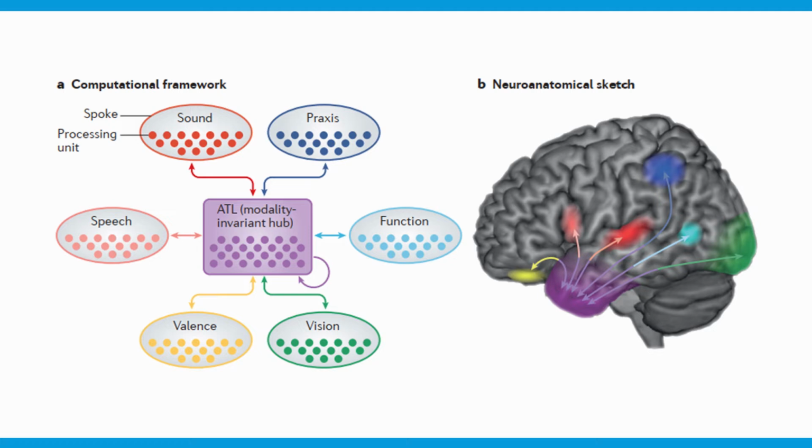In this figure, we can see the hub and spoke model that is presented from both a computational and neuroanatomical perspective. In both figures, the ATL hubs are presented in purple, and you can see how it is connected to all modality-specific cortices as a mediator.